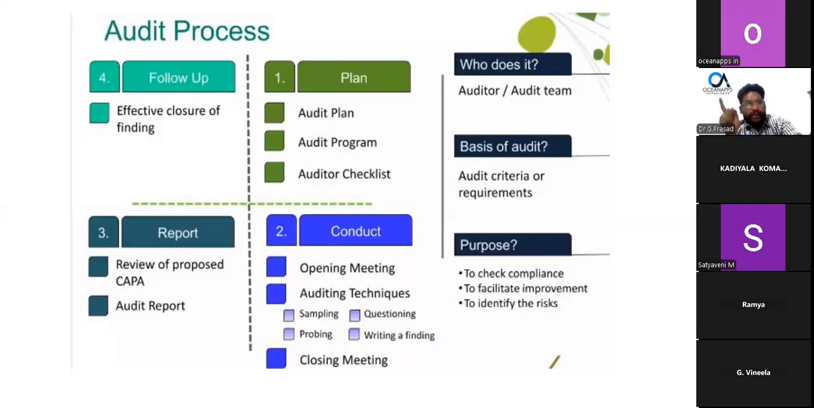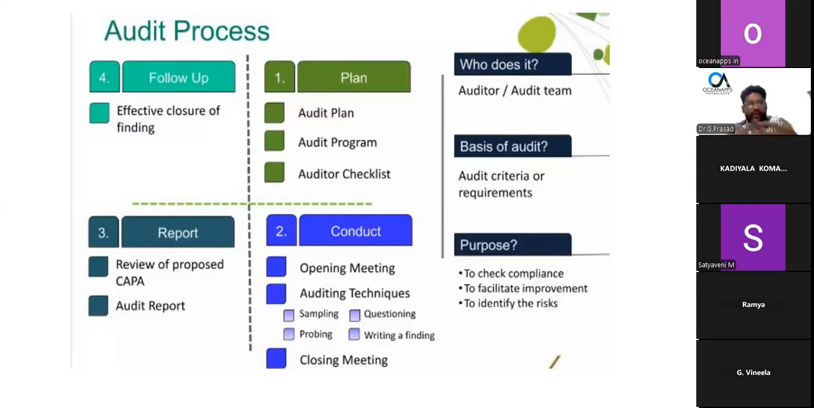In that plan, what you are going to do: the audit plan, audit program, auditor checklist. Like you have already seen so many checklists before, that is called an audit checklist. Second, we have to conduct: opening meeting, auditing techniques, that means sampling, questioning, problem writing, and closing it. That is called conduct. Third one is report: a review of a proposed CAPA and the audit report.